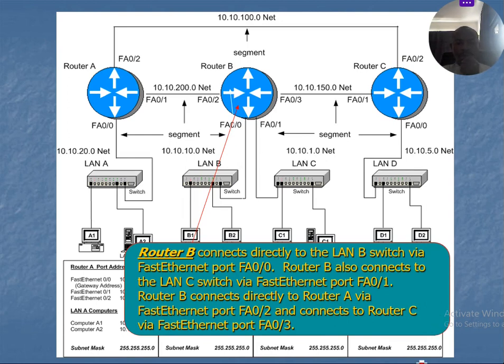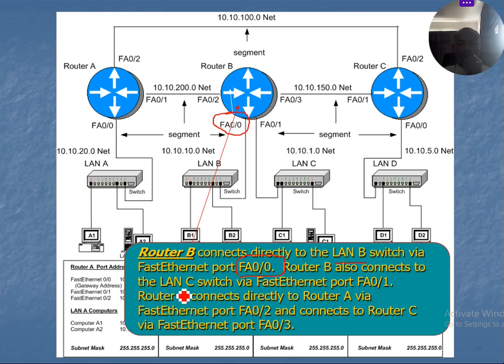Router B connects directly to LAN B. Of course, you can see via which Fast Ethernet port: FA0/0. Now let's take a look at that. This router B connects directly to LAN B through where? Through this FA0/0, this interface, this port. Okay, router B also connects to LAN C.